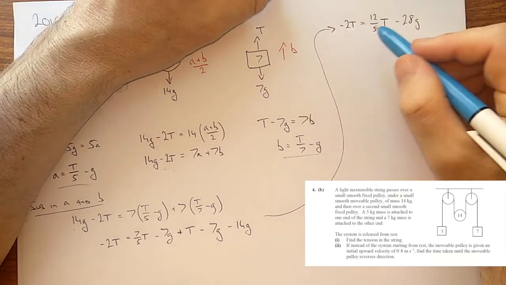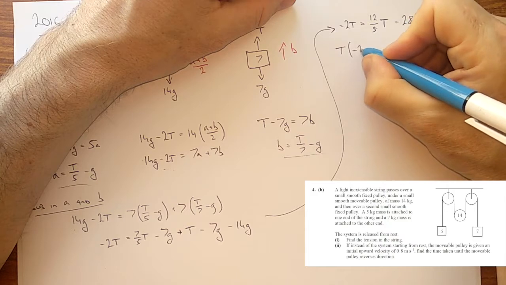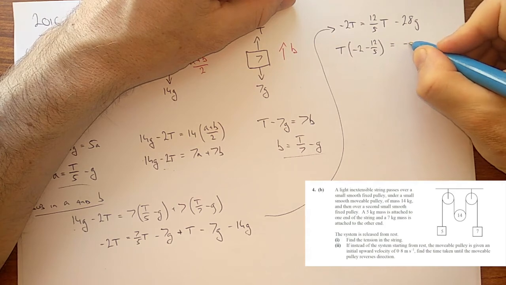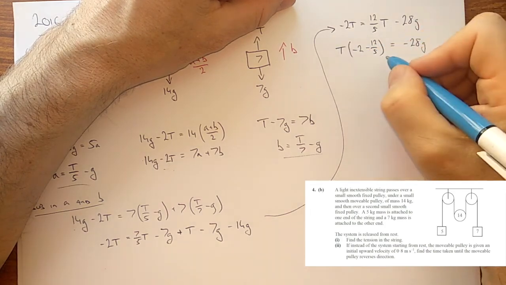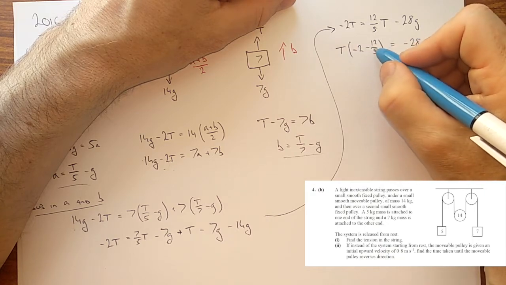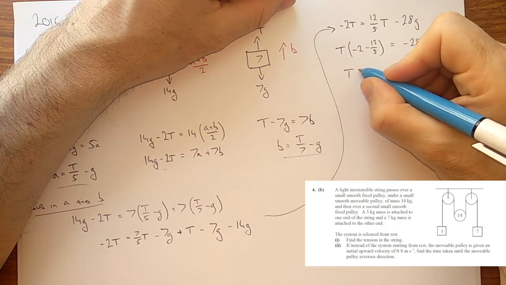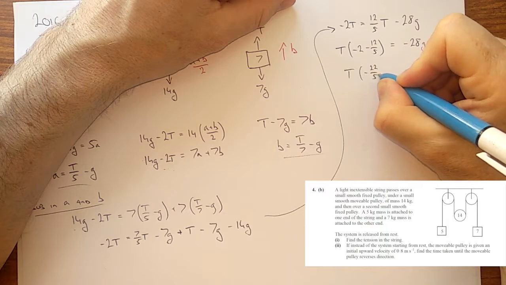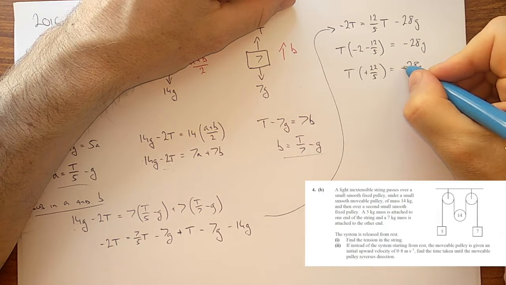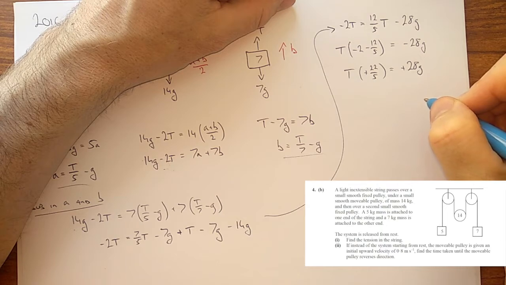Okay, so our t's are going to come across here then. So we have t factor of minus 2 minus 12 over 5 equals minus 28g. Do the maths on that one, and that is going to be minus 10 over 5 minus 12 over 5, so it's minus 22 over 5. And we just make everything plus because it's kind of annoying otherwise. And now we're coming together quite nicely.